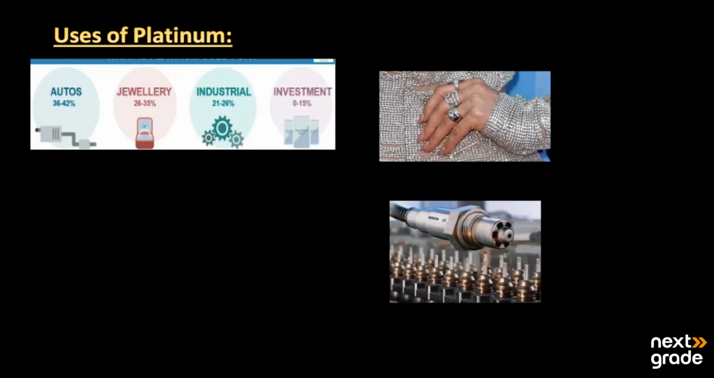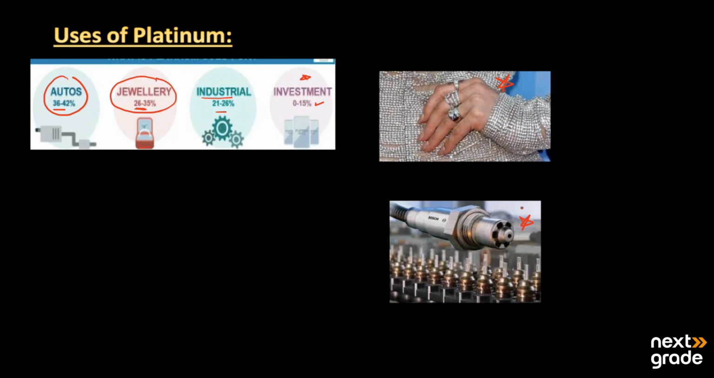Now here we have the uses of platinum. Platinum is used in a lot of different ways. First, it is used in the formation of autos, about 36 to 42%. It is used in making jewelry, at 26 to 35%. We have a lot of industrial uses of platinum, which is 21 to 26%. And it is also used for investment by different people, at about 1 to 15%. So it is used in making jewelry and in many applications like autos and industry.